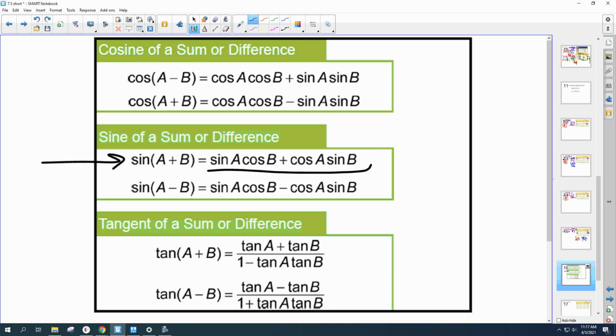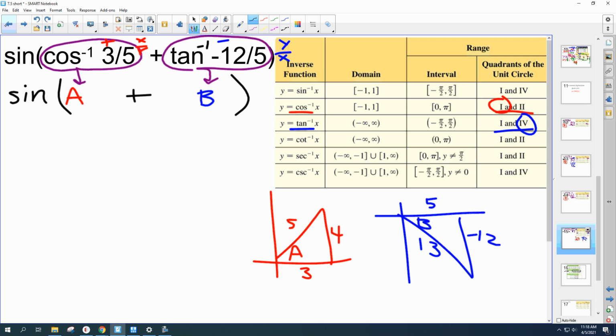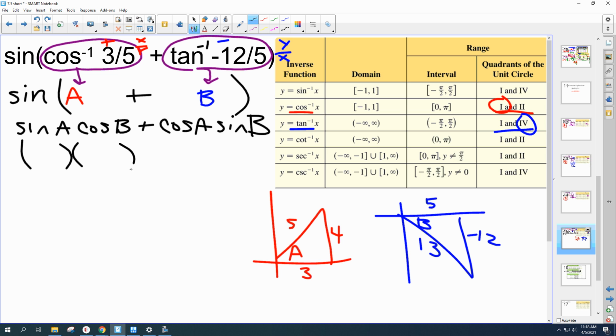And so I'm going to change my formula into that other side of the equation. Sine, cosine, plus cosine, sine. Sine A, I can just get from the picture.